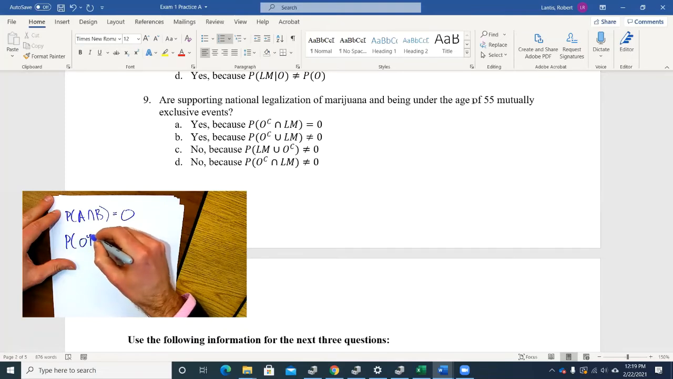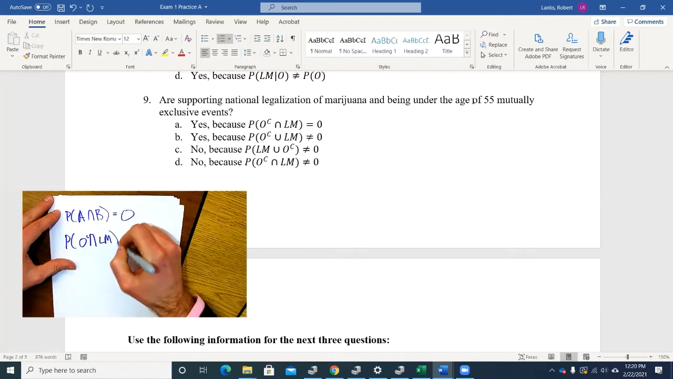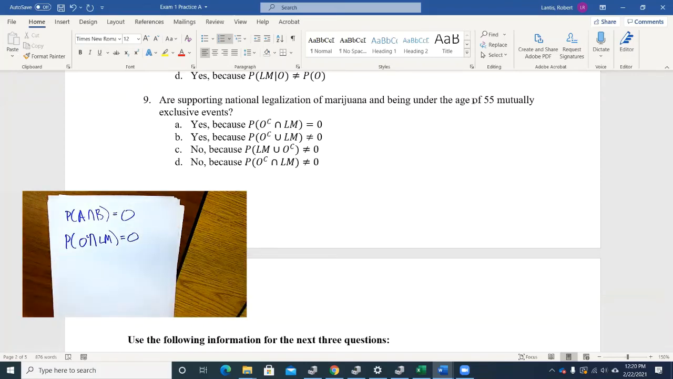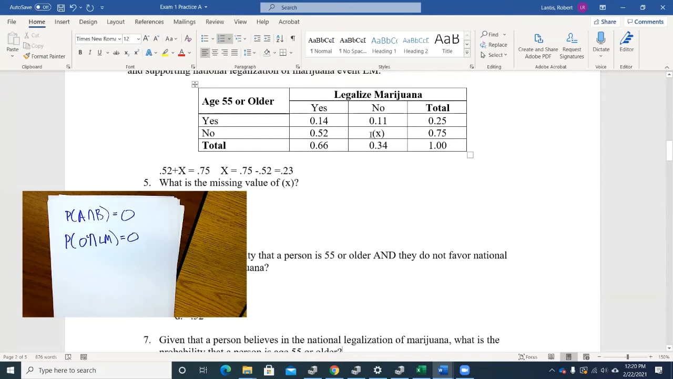Well, here we had being not over 55, or O complement, and wanting marijuana legalized, right? Are those mutually exclusive? Well, if they were mutually exclusive, the intersection would have to be equal to 0. If we go up here, first of all, no matter what events I asked you about, did we have any zeros for the intersections? No. So it doesn't matter which of these I ask you about, none of them are mutually exclusive, right? The only way they're mutually exclusive is if I see an intersection of 0 up here in one of these top four left cells, right?